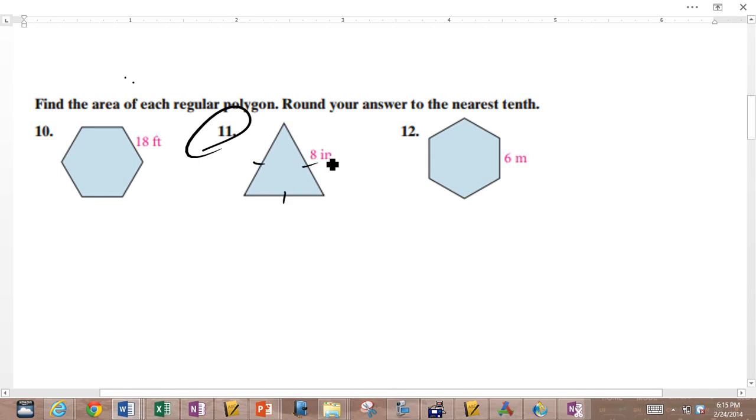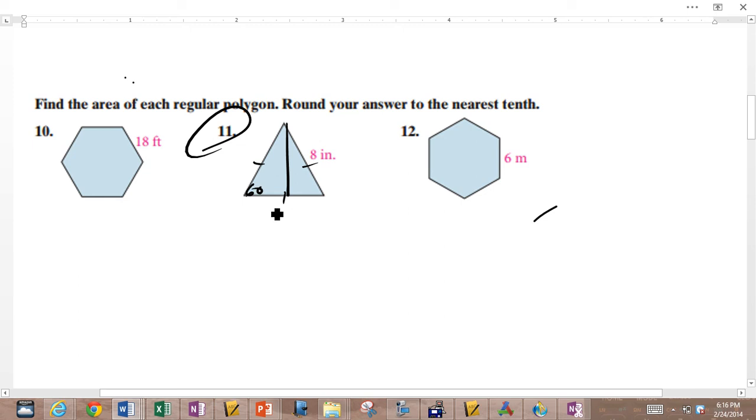So, do I find the area as a regular polygon or as an equilateral triangle? Makes no difference. Frankly, it's going to be easier to find the area as an equilateral triangle. So let's look at that. We draw our height. We know that the angle here is 60.